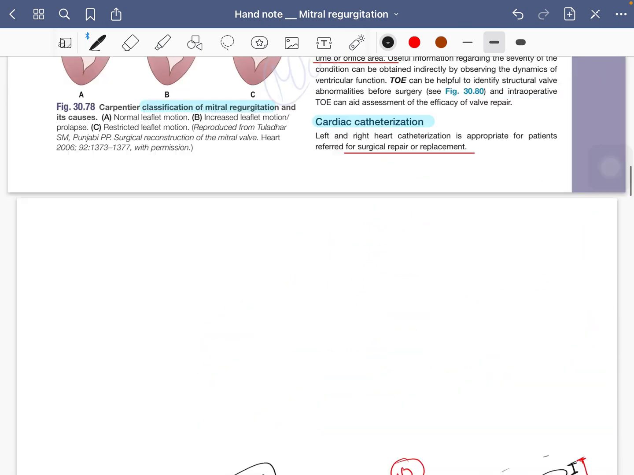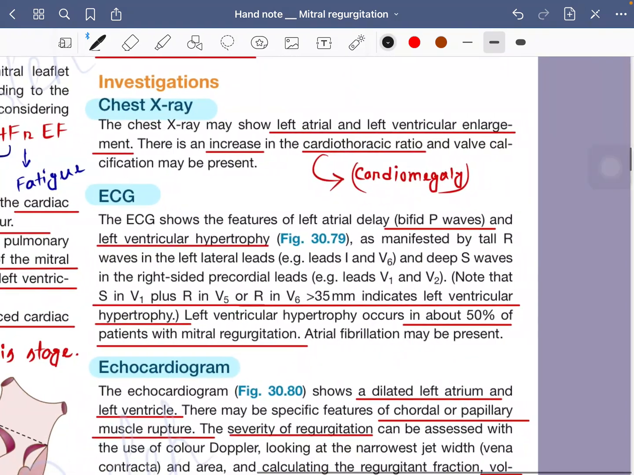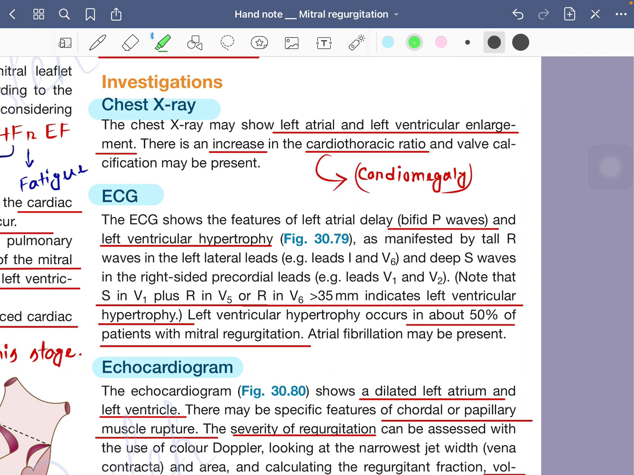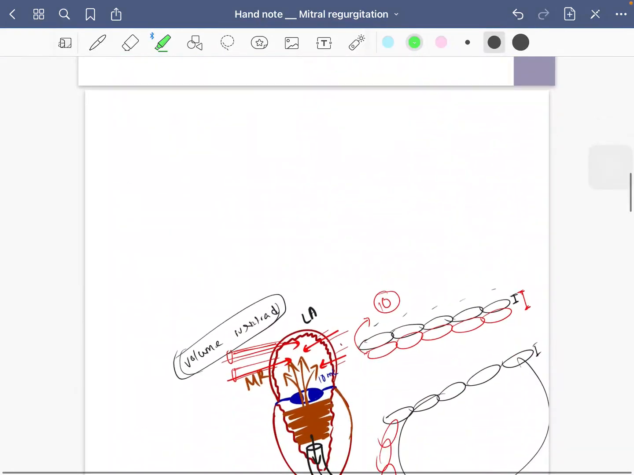volume overload. So what will be the ECG picture? According to your conception, if the cardiomyocyte mass is increased, there is left atrial hypertrophy, not right atrium, left atrial, because our case is mitral regurgitation and this is located on the left side of your heart. So there is left atrial enlargement. That's why you will get a bifid P wave, and it indicates left atrial enlargement in ECG pictures. So this is our finding.